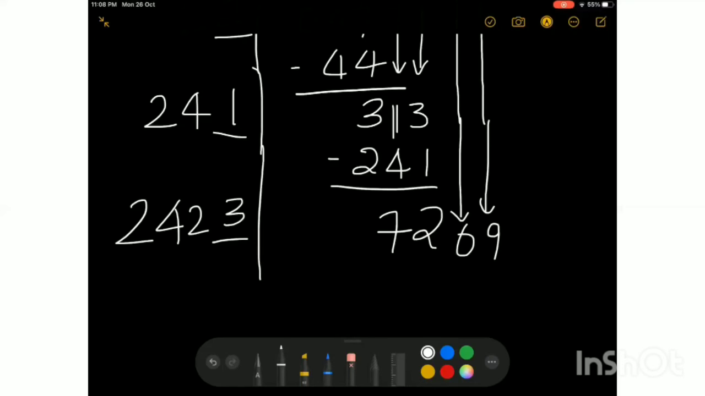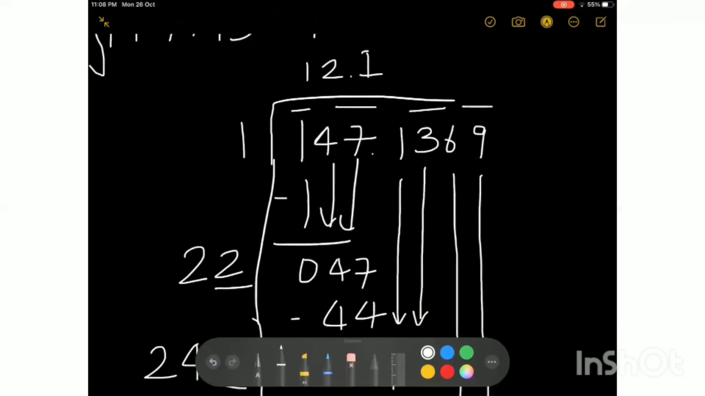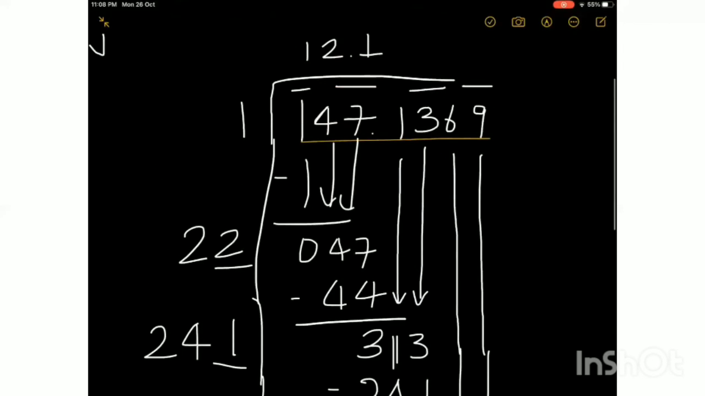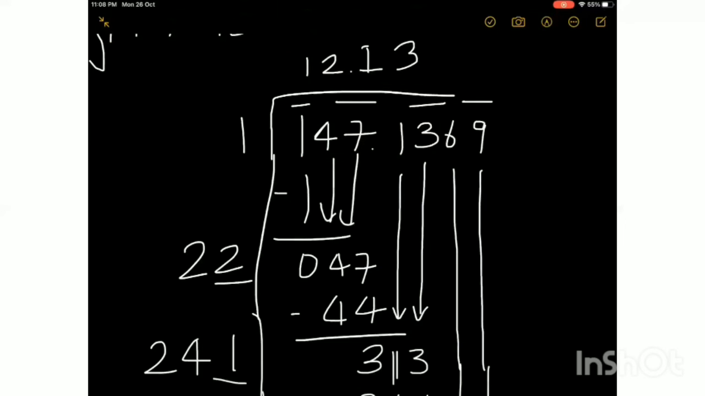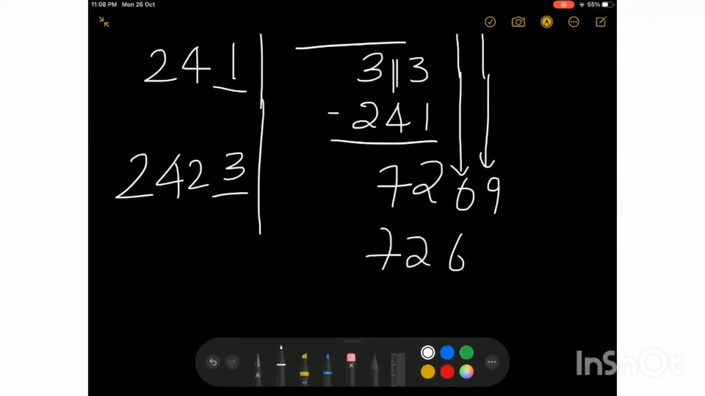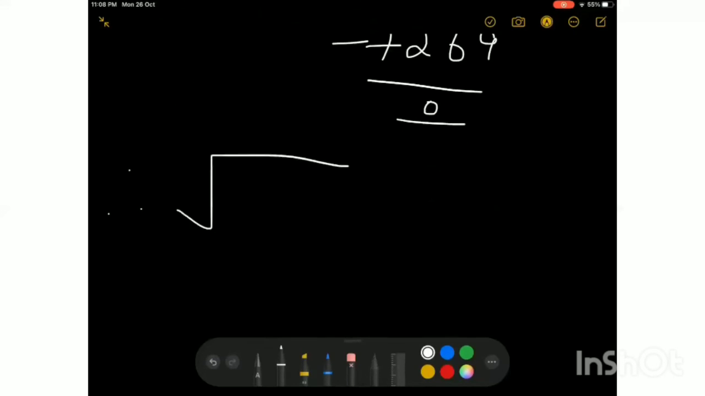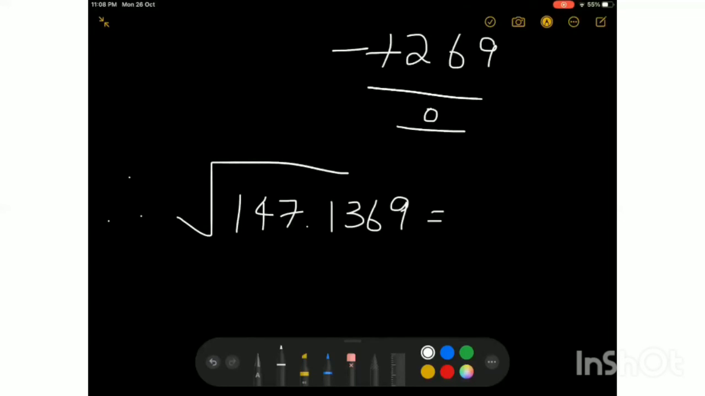I hope we can write 3 there. So 2423 into 3 gives you 7269. So we write 3 in the quotient and in the dash. So 7269 minus 7269, the remainder is 0. So the sum ends here. Our quotient is the required square root of the given number. So the square root of 147.1369 is 12.13. I hope it is very easy to find the square root of a decimal number which is a perfect square. It is similar to the long division method, but we have a decimal here.